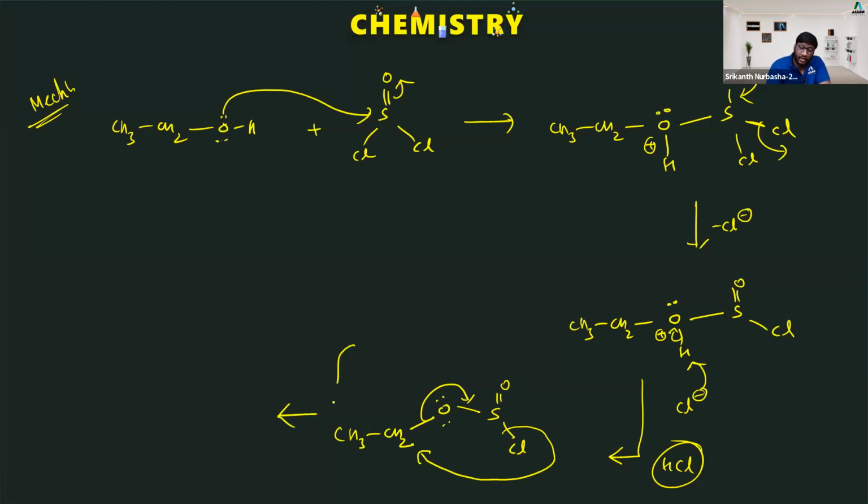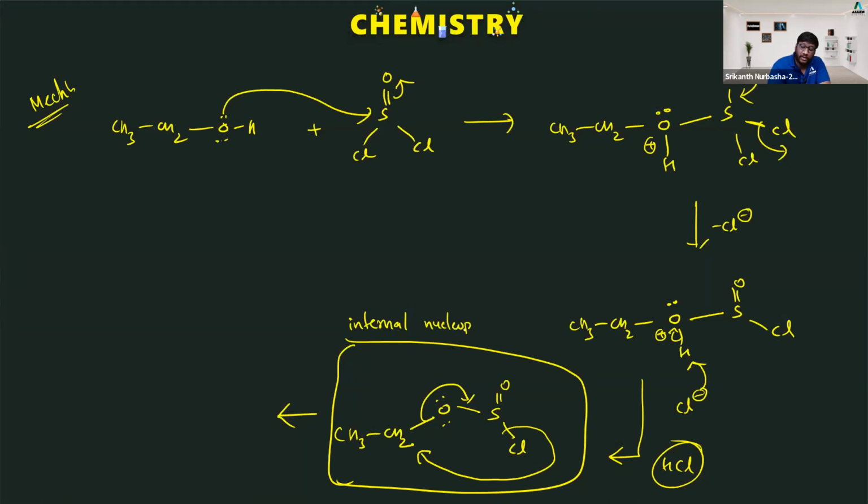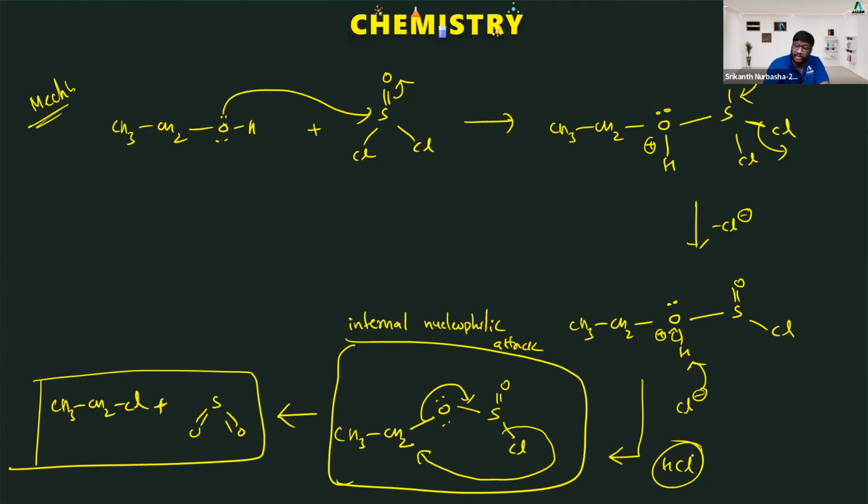This step is actually an internal nucleophilic attack. That is why it is named internal nucleophilic substitution. As soon as the internal nucleophilic attack occurs, we get CH3CH2Cl and S double bond O. SO2 is a gas, which increases entropy. CH3CH2Cl plus SO2, plus HCl obtained in the previous step. Those are all the side products, and the alkyl halide is the main product. Is that clear?